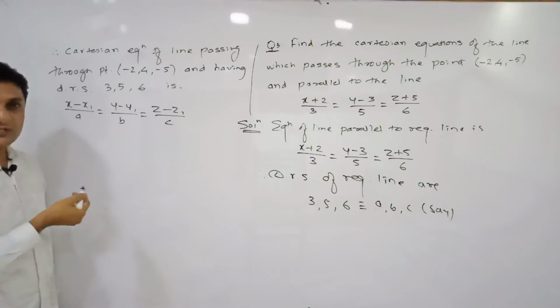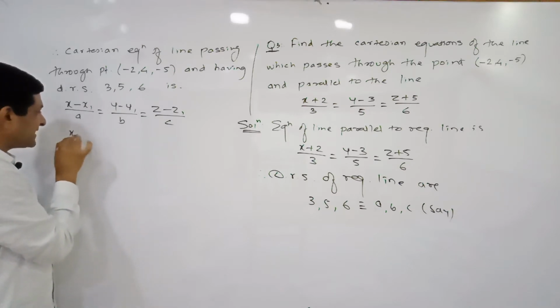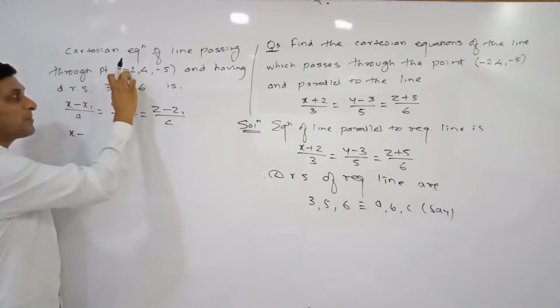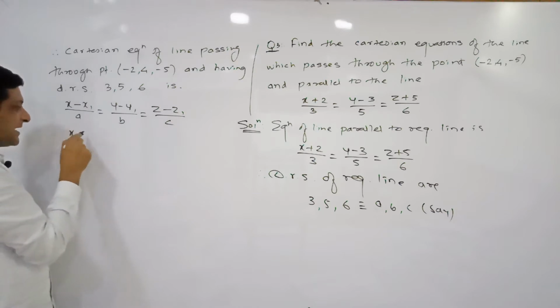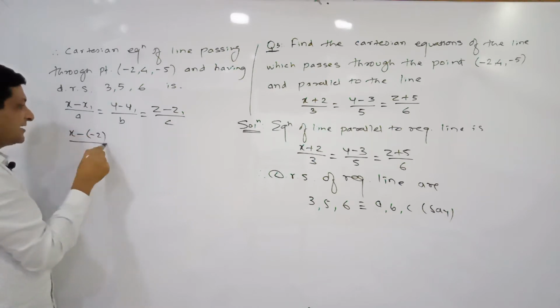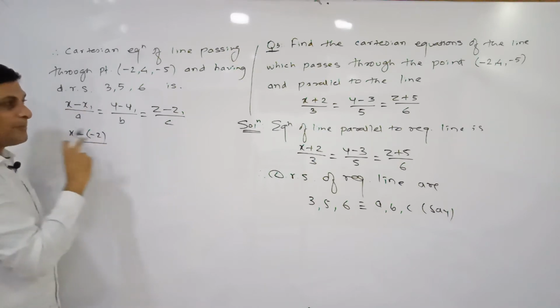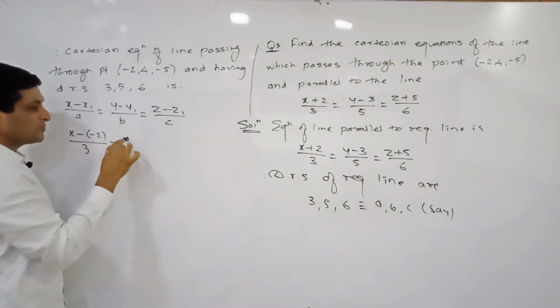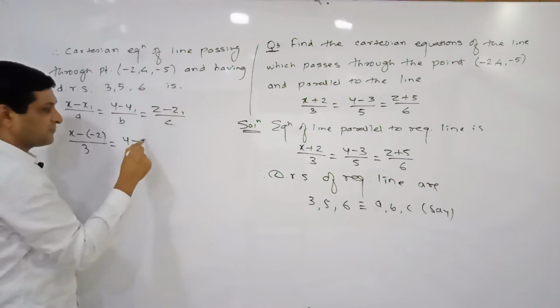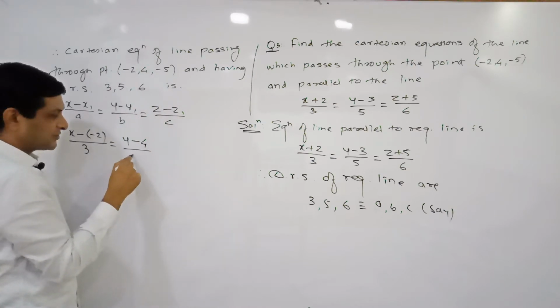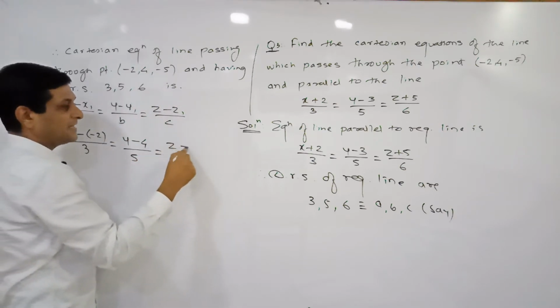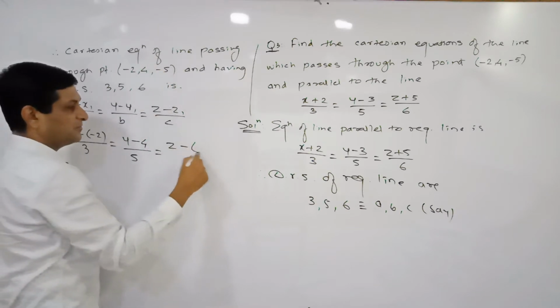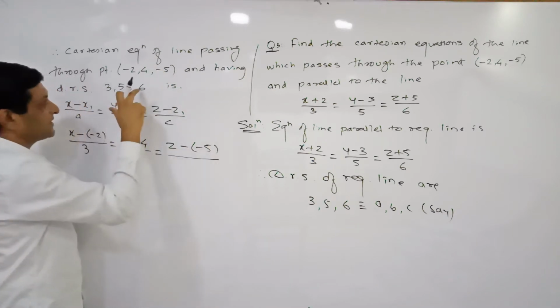Now the remaining part is just to substitute the values. So x minus x1, what is x1 here? Minus 2. Minus 2 is the value of x1, upon a. A is 3. So upon 3 is equal to y minus y1, y1 is here 4, upon b, b is equal to 5. z minus z1, z1 is minus 5, upon c, c is 6.